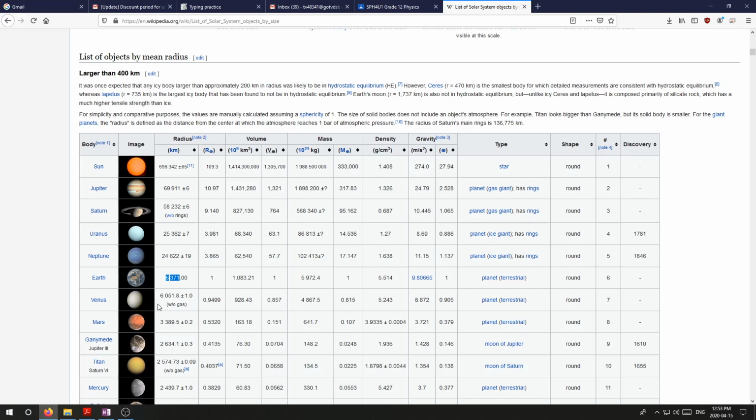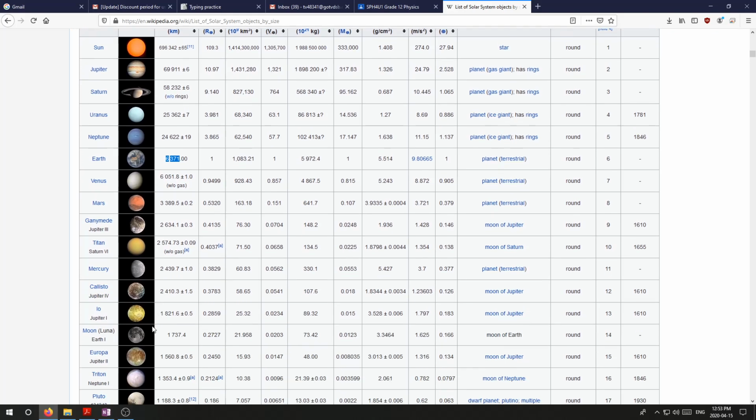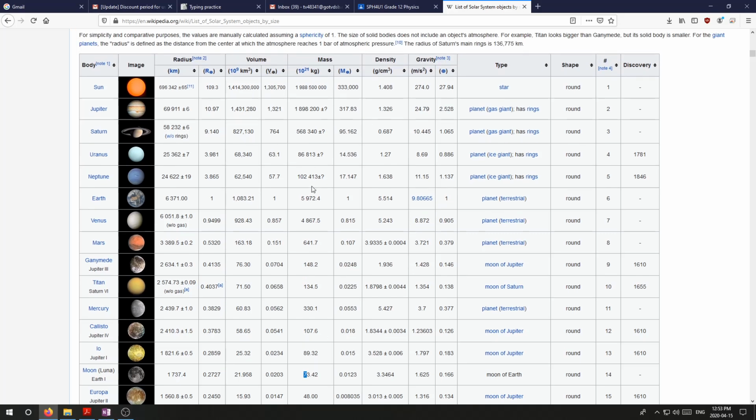Where's the moon? Does it say? Luna. It's got a decently sized mass. Here it says 73 times 10 to the 21, and the Earth is 5,000, 6,000. So the Earth is significantly heavier than the moon. However, the moon can still pull on the Earth and give it some noticeable force.